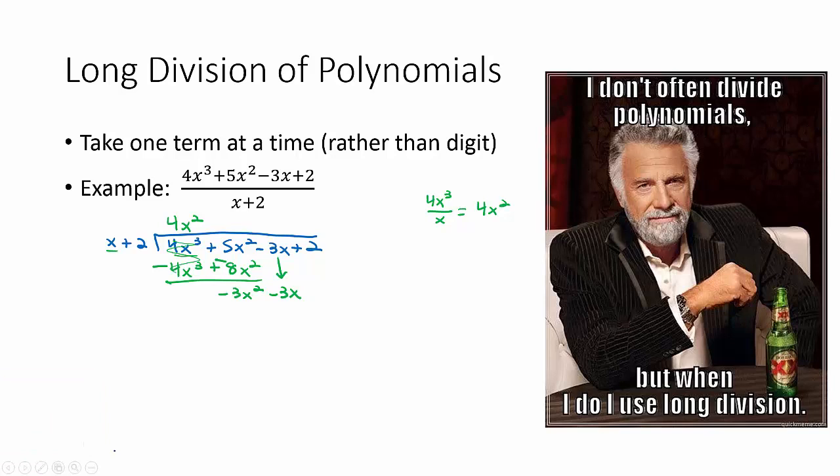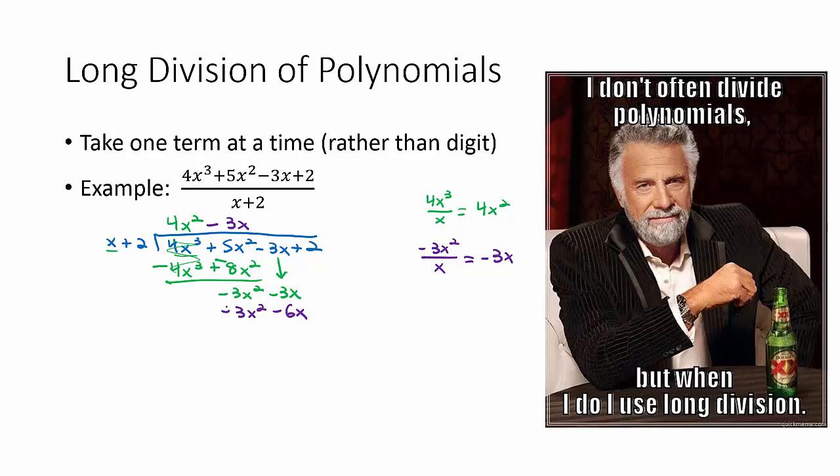Then we do it again. This time taking the negative 3x squared. And we divide out the front term of x. This time that's going to give us negative 3x. One of the x's divided out. So we've got negative 3x. And we multiply that times the front. Negative 3x times x is negative 3x squared. And negative 3x times 2 is negative 6x.